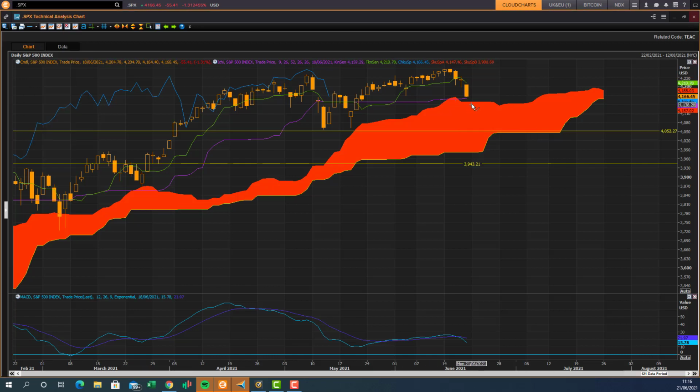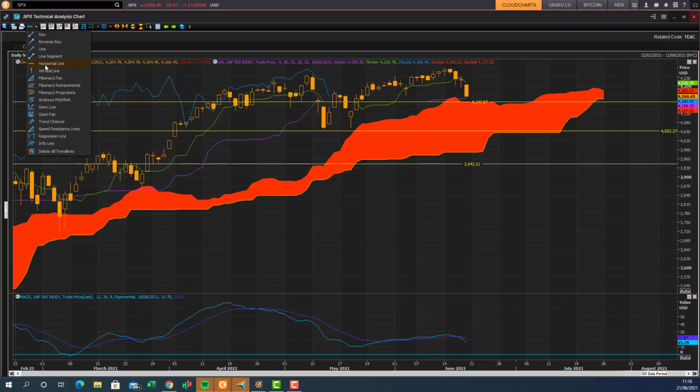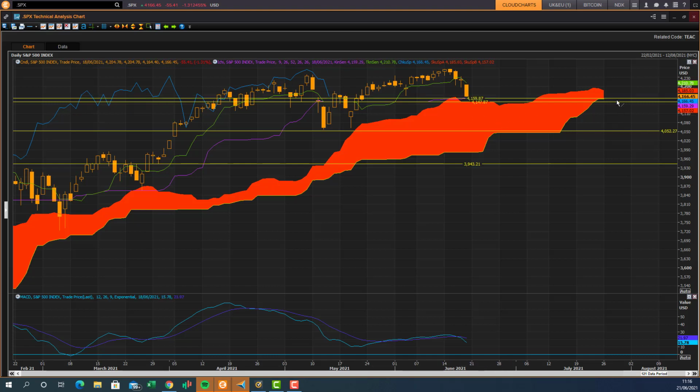So we have two levels to watch out for here. It's the top end of the cloud, it's this zone there, as well as the turning line of the cloud, the standard line of the cloud. It's this purple line here. So there's a cluster of support zone here, two levels to watch out for, 4159 and 4147. So there's a potential for a rebound at this level if support holds at the top end of the cloud.